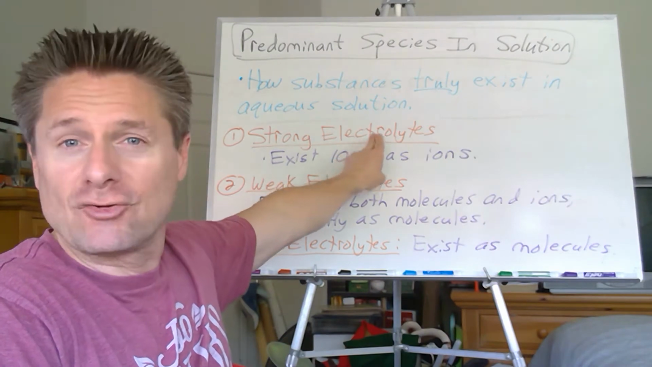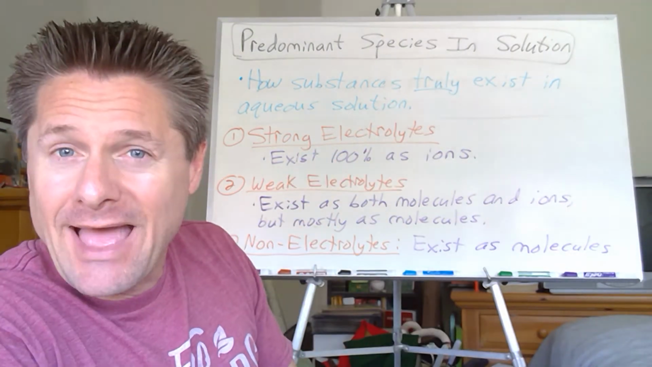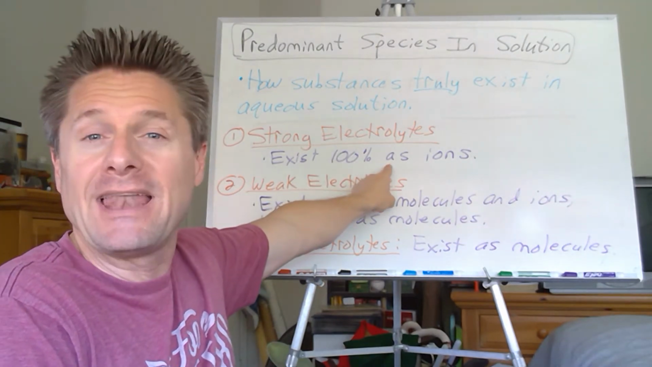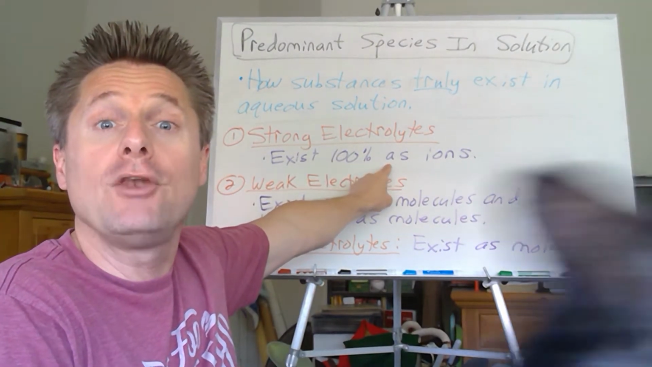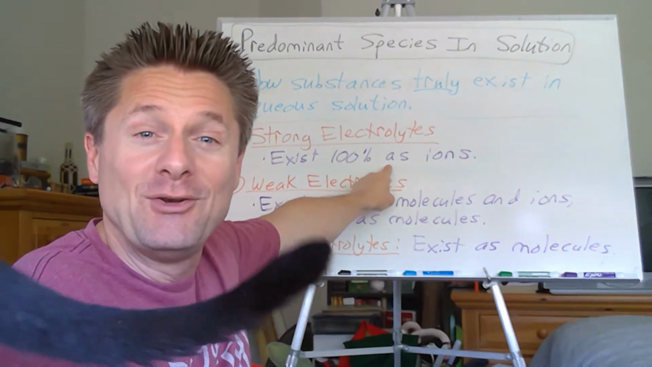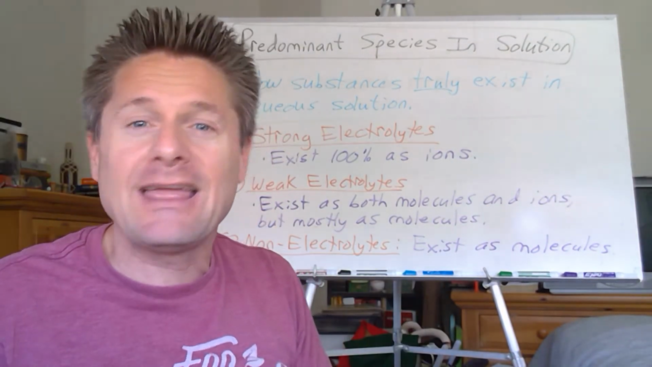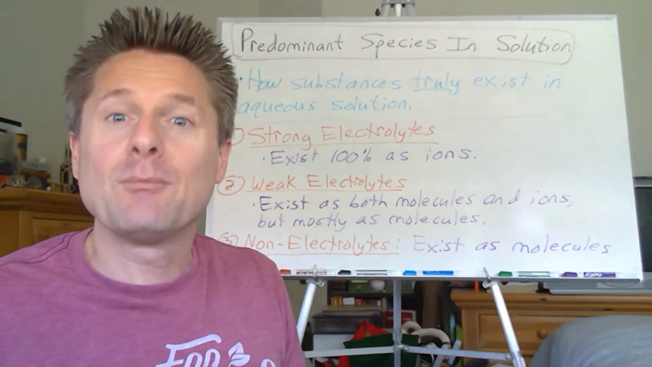Since an electrolyte is something that forms ions in water, we're going to define a strong electrolyte as something that interacts with water to 100% extent and exists completely as ions, no molecules. Completely as ions.